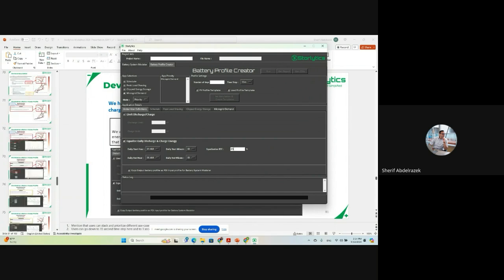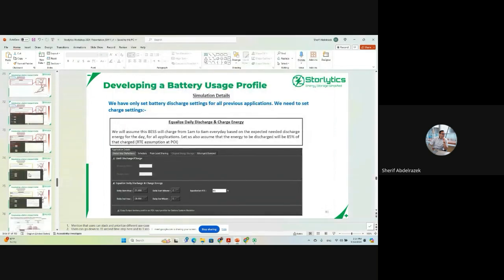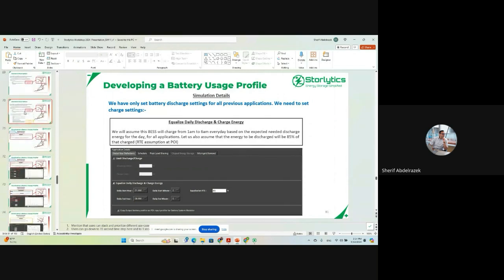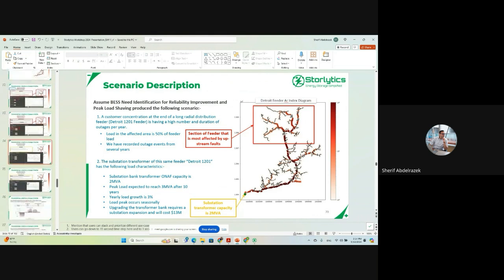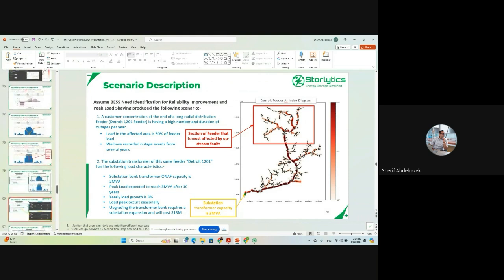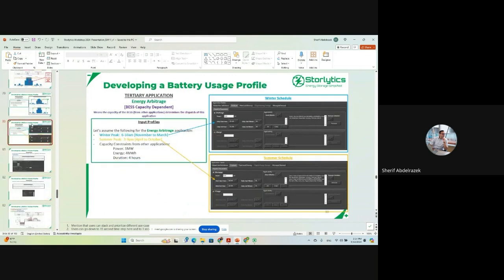Now, rather than running and then coming back and adding other use cases, we already know that there's a secondary application, because when we described the scenario here, we knew we wanted to do reliability improvement, and we also knew we wanted to defer that substation upgrade, or expansion, rather. So let's go on to fill the requirements of that secondary application. Oh, this is tertiary.